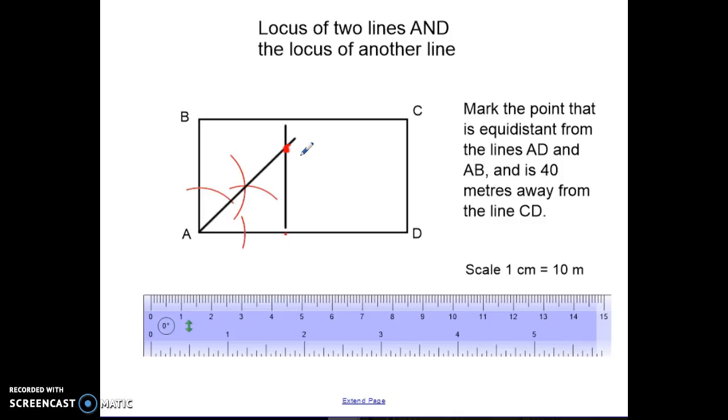So there are three fairly typical locus questions. Hopefully that will help you when it comes to tackling this sort of question in GCSE maths.